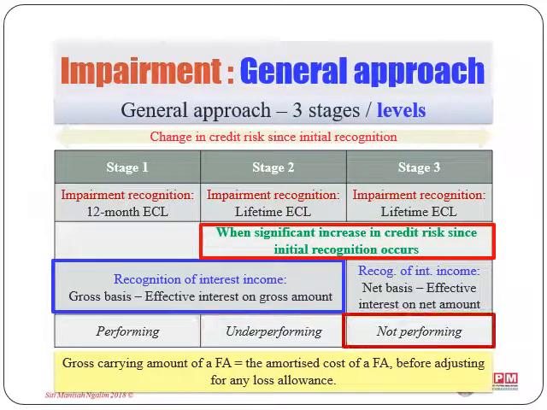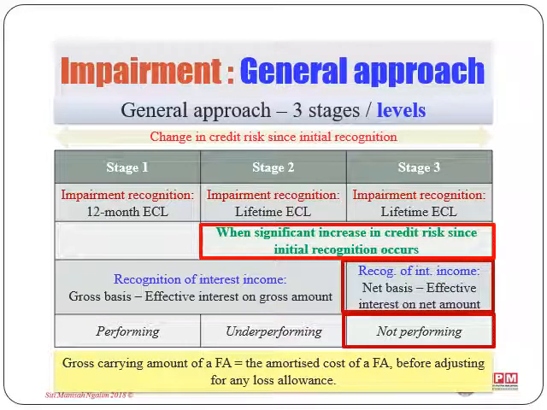For Stage 3 though, the financial assets will be assessed as not performing, which may mean results being significantly less than what is stipulated in the contract, or we get nothing at all. So for this group of assets, interest income will be calculated based on the net amount, that is after deducting the loss allowance. As for the calculations for impairment loss or loss allowance, financial assets in both Stage 2 and Stage 3 shall be based on their lifetime ECL instead of 12 months ECL.